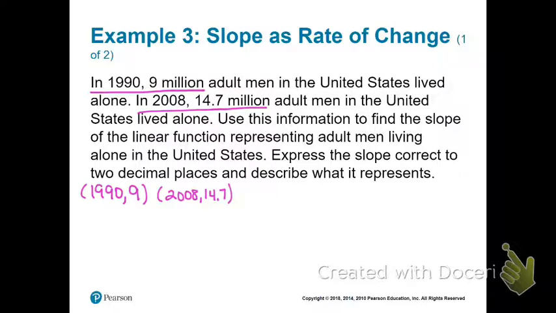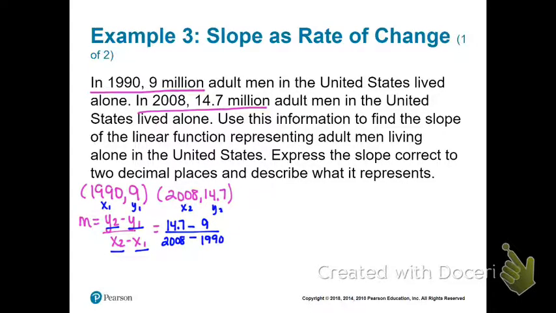All right, and so we can use this to find our slope using our slope formula. I'm going to label my ordered pairs: x1, y1, x2, y2. I'm going to set up my skeleton with my minus signs, and then I'm going to plug in. So y2 is 14.7, y1 is 9, x2 is 2008, and x1 is 1990. I'm going to subtract the top, subtract the bottom, and then we're going to divide those numbers.